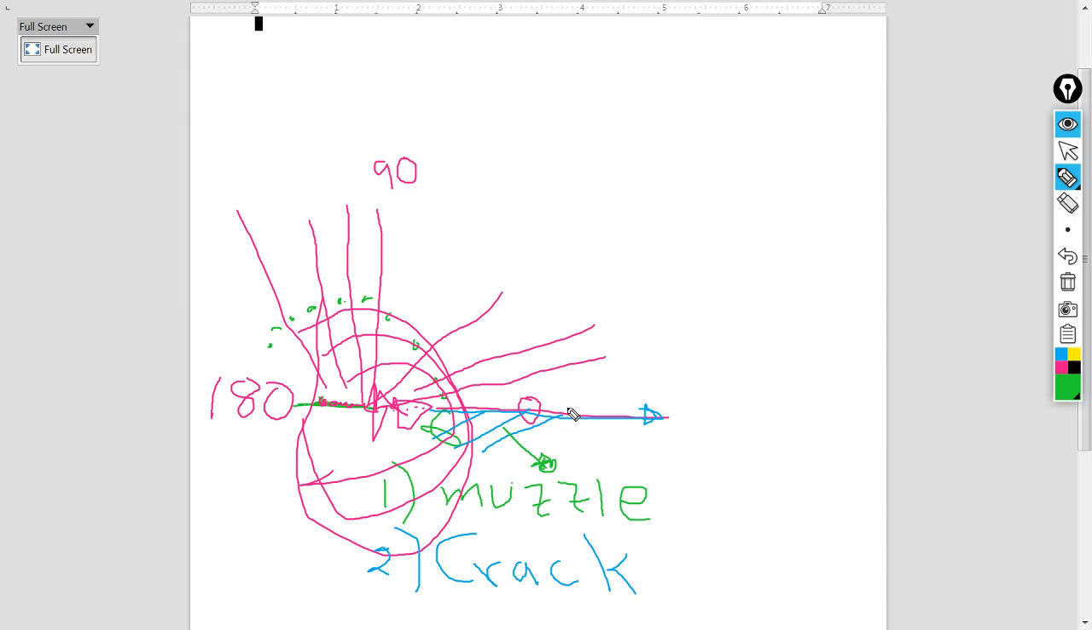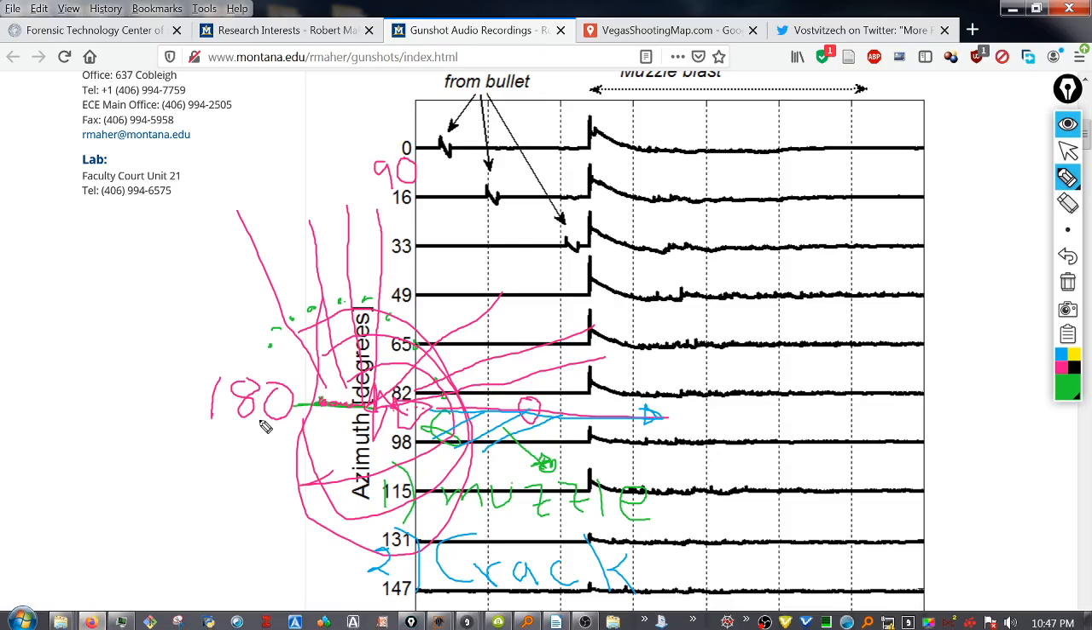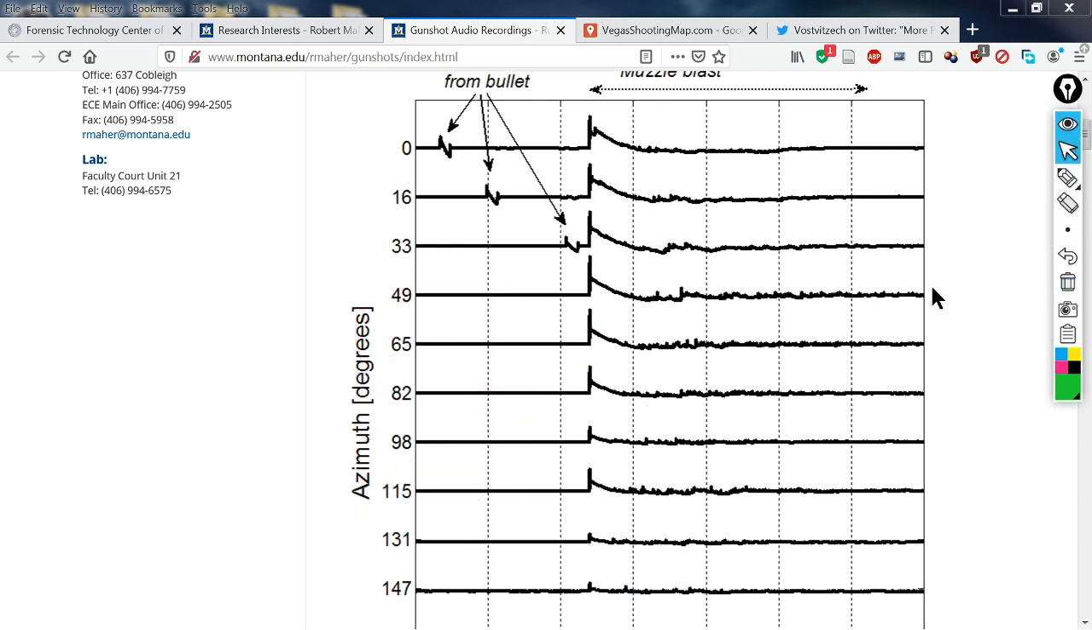All right. So if we go back over to this, and let's go ahead and erase all that. Then, this is a waveform plot, and on the left-hand side you can see that we have that angle I was talking about. He calls it the azimuth angle.